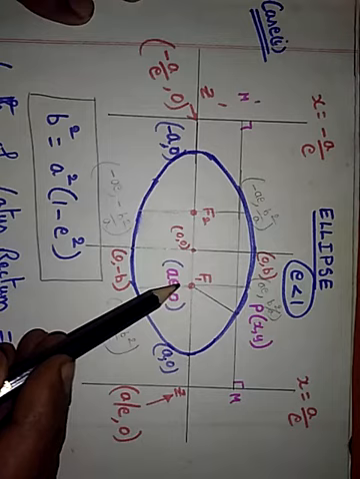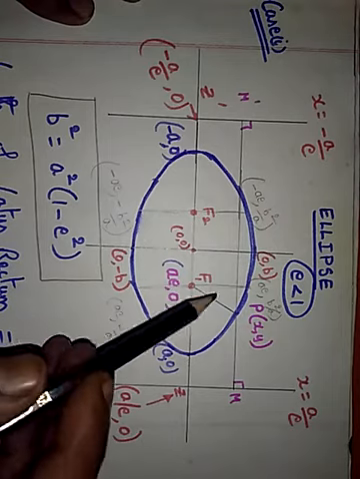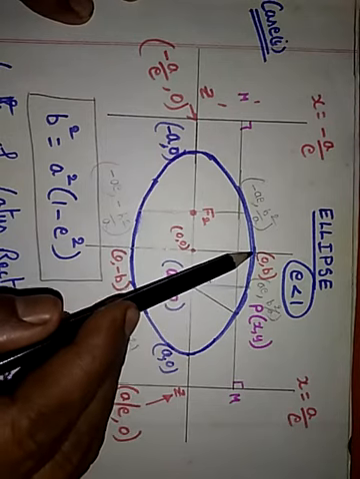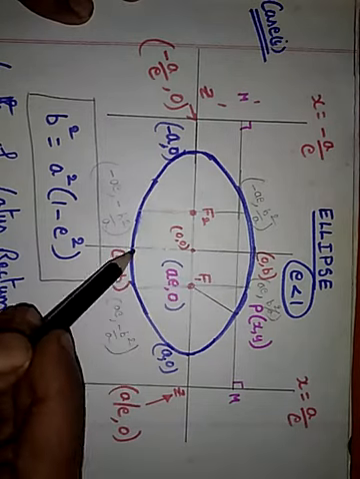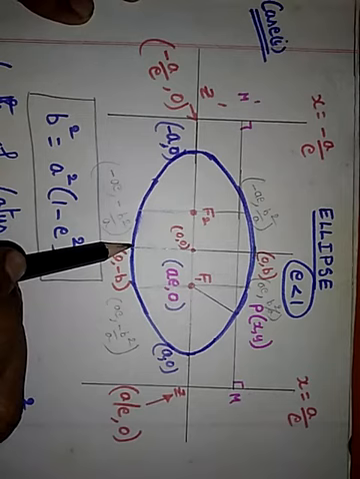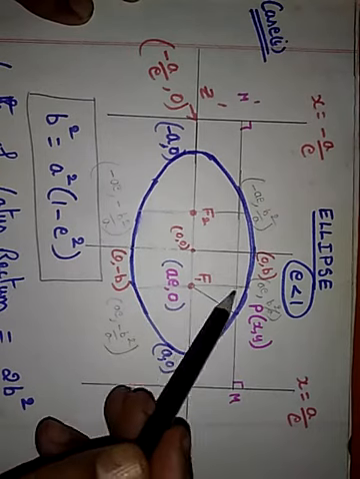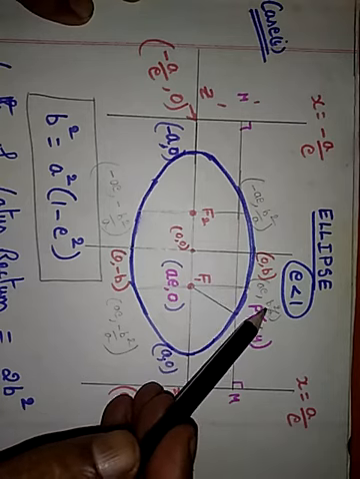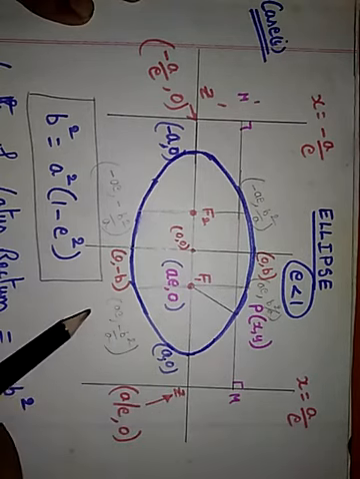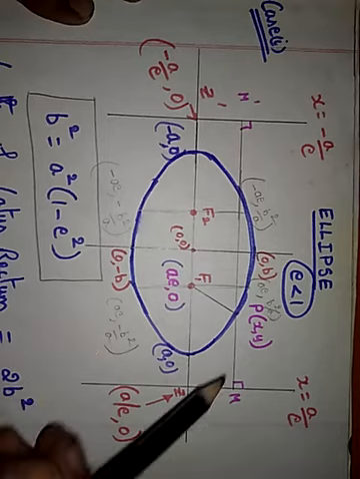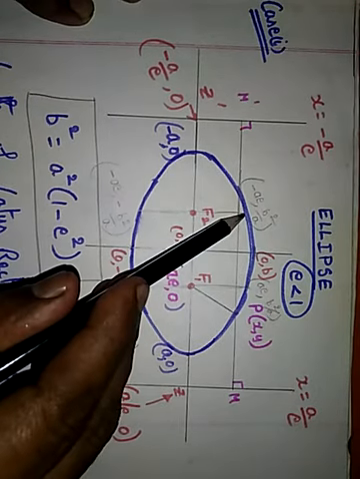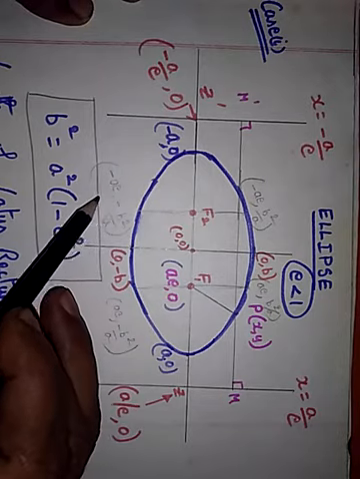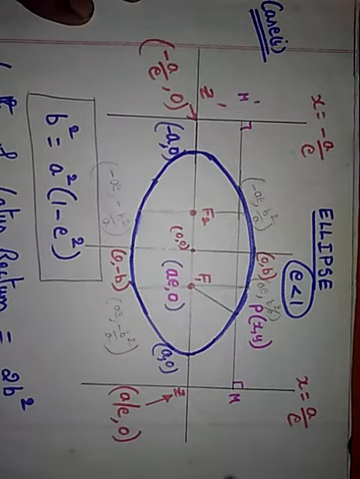The focal point is at ae comma 0, okay, and this is minor axis. The coordinates at this point is 0 comma b, here it is 0 comma minus b, and this line is latus rectum. The coordinates at this point is ae comma b square by a. At this point ae comma minus b square by a. Similarly this side minus ae comma b square by a. At this point minus ae comma minus b square by a.